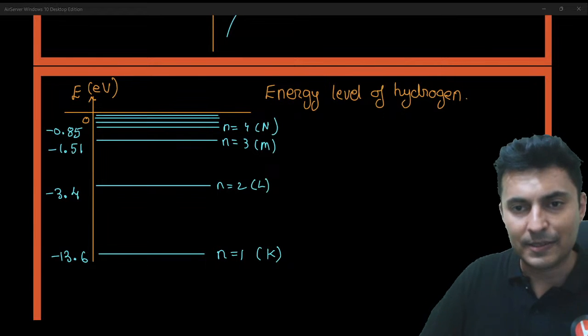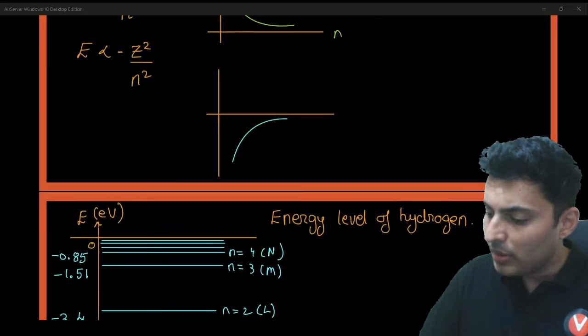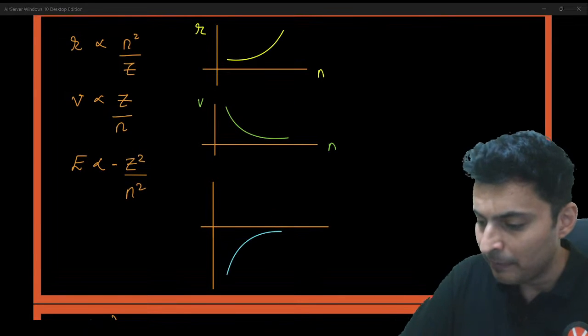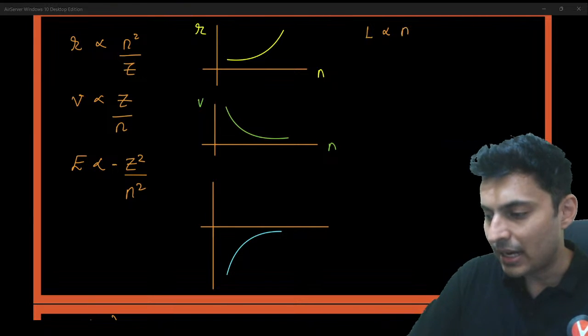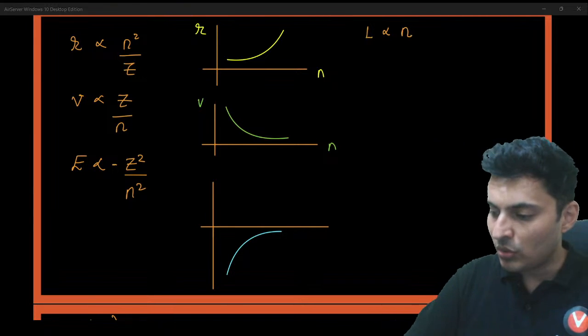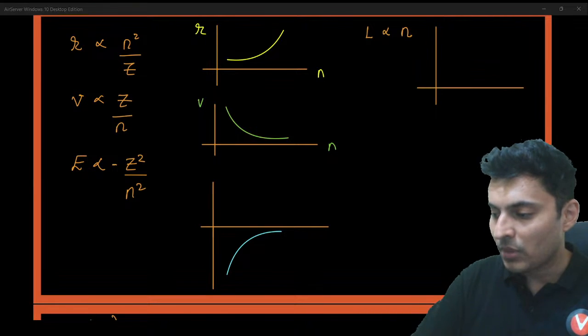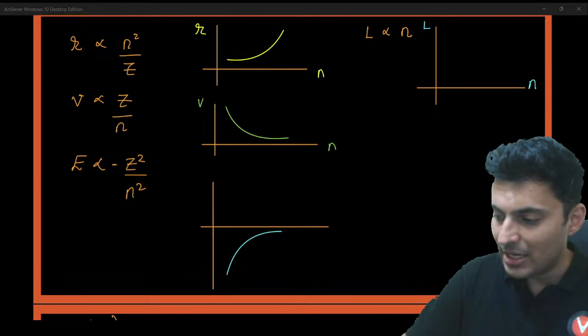Okay, keep these things in mind. Very good. Great. There was one more thing which I could have given over here, and that is the angular momentum. Angular momentum is nh by 2 pi, so it is directly proportional to n. If somebody was interested in drawing the graph of angular momentum with n, it will be a straight line.